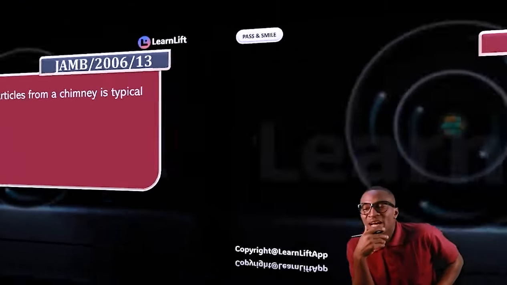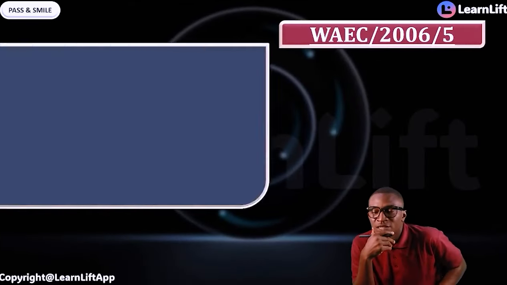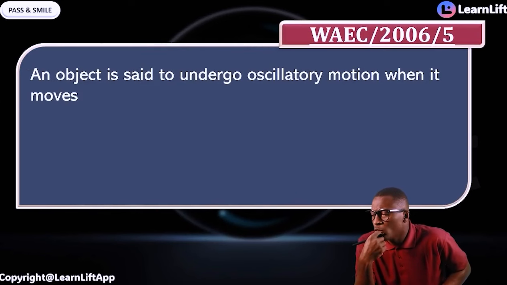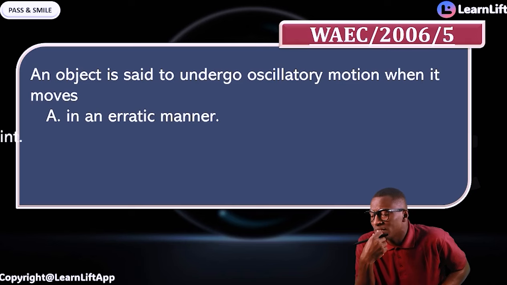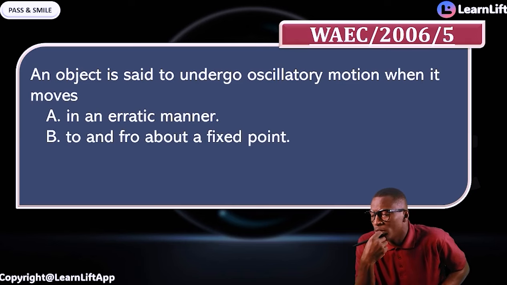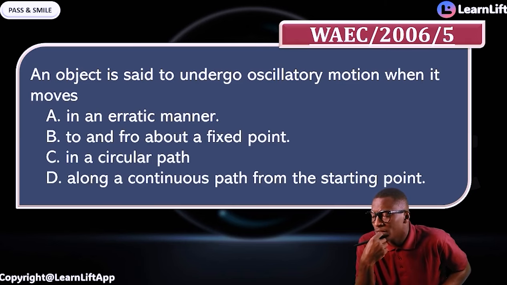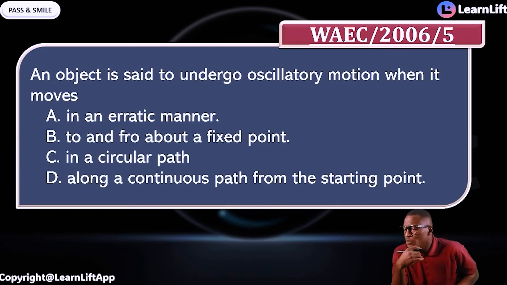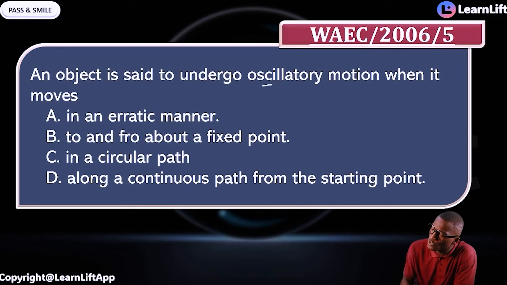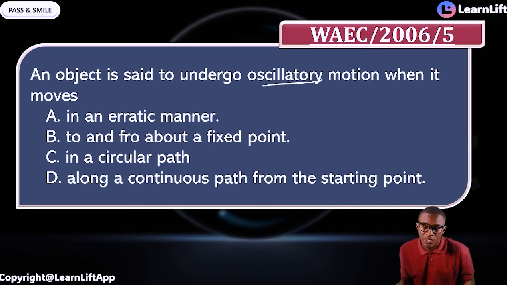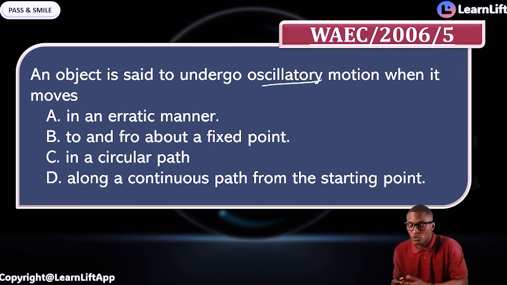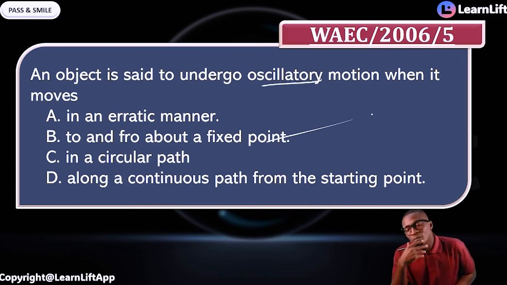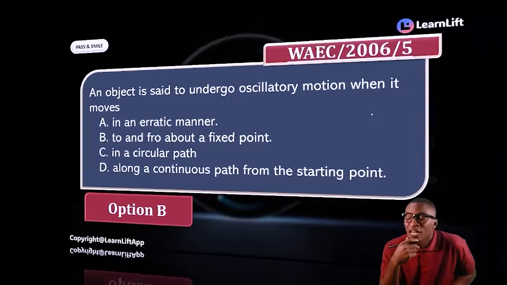Let's go to WAEC fast. Let's see what WAEC got. WAEC 2006 question 5. The question says an object is said to undergo oscillatory motion when it moves: A, in an erratic manner; B, to and fro about a fixed point; C, in a circular path; D, along a continuous path from the starting point. Of course, when an object undergoes oscillatory motion, it moves to and fro, or upward and sideways, or the object is said to vibrate, or it occurs at periodic intervals. So option B becomes the answer. You feel that, right? Quickly, let's see the next question.